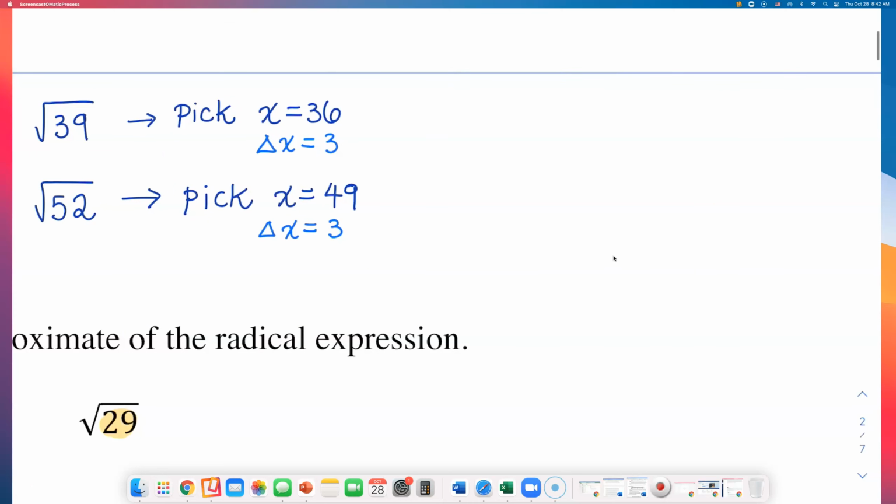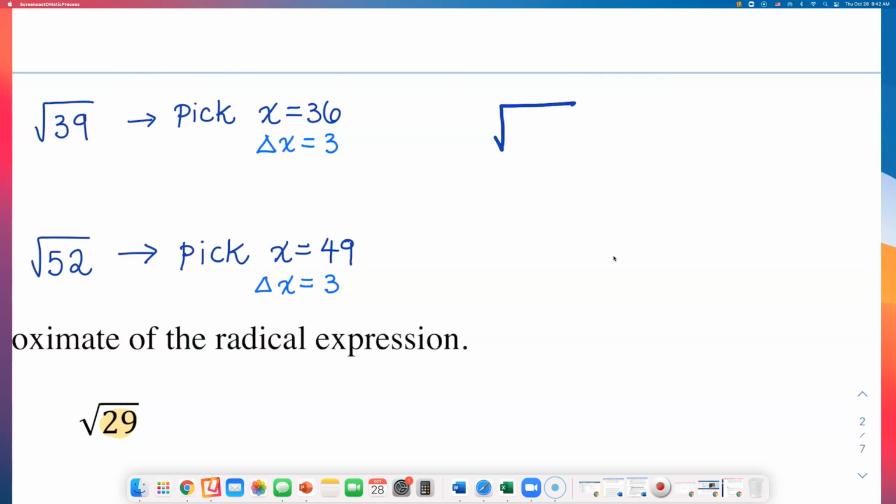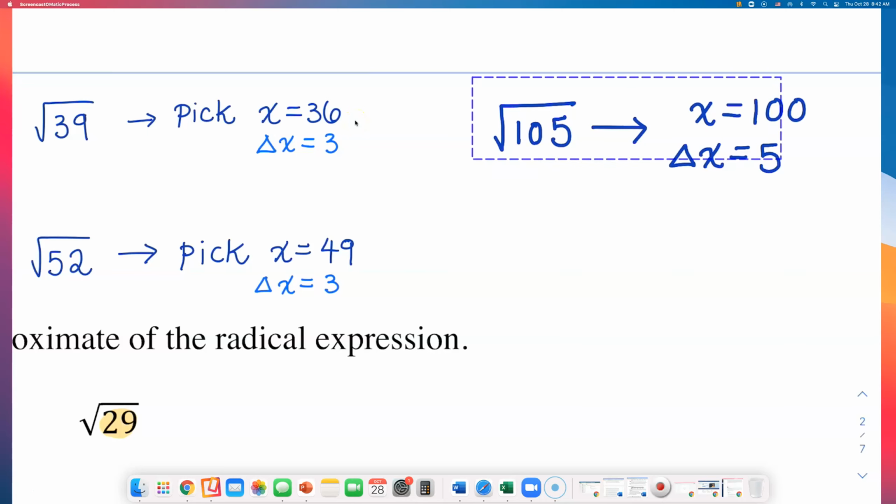All right, let me give you another example. What if you have square root of 105? What would you pick as your x value? We will pick x to be 100 because it's the closest perfect square to 105. And that will make my delta x to be 5 because 100 is 5 away from 105. So that is how you pick your x values and delta x values.